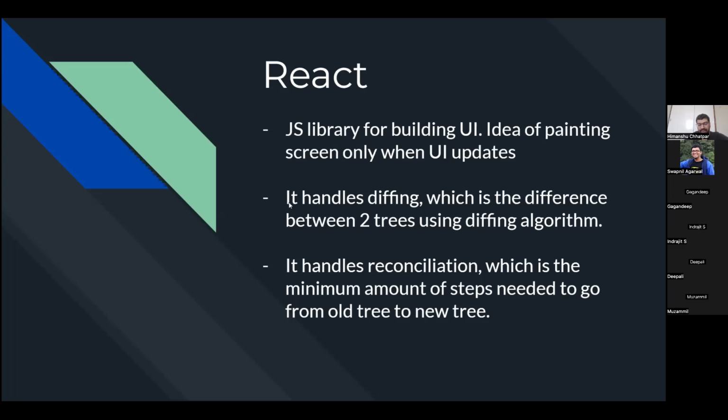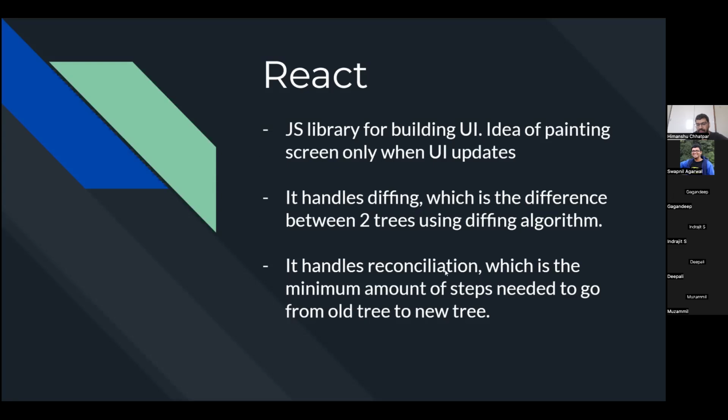Correct. So React in itself handles diffing. Diffing is when you get the old tree and the new tree. Basically in the VDOM, the virtual DOM, you get the new tree and the old tree, and you compare them and see what the difference between them is. This is done with the help of a diffing algorithm. Once you know the difference between them, reconciliation happens, in which you figure out the minimum number of steps needed to go from the old version to the new version.